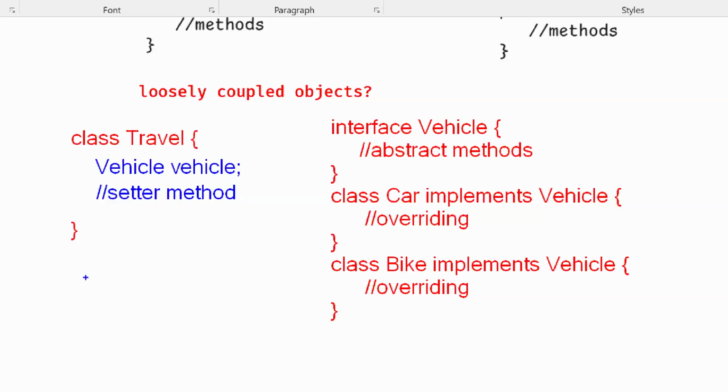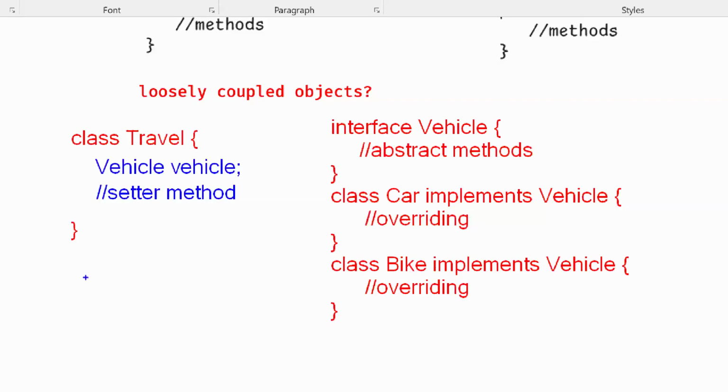No, the travel object wants to change the dependency object. From where to where? Car to bike. Now tell me, this time again I'll call the setter method. What object will I set? Bike object. Then you tell me, do I need to make any code changes?